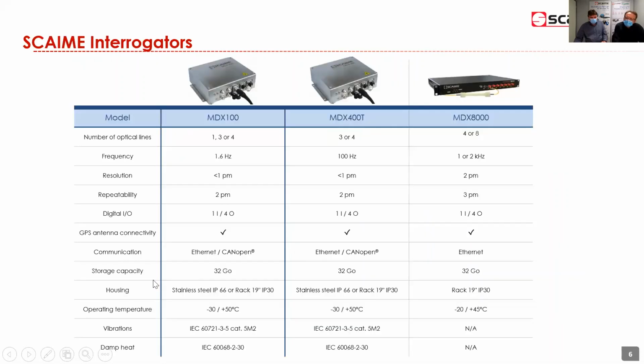Then, in terms of communication, they all work with Ethernet communication, and they all have an integrated web server that I will present after to set up the parameters. And the MDX 100 and 400 can also come with CANopen as an option. And they also all have internal memory for direct data logging. I will also speak about that a little bit later. And last, they all also have digital input and output for alarms and triggering. I will explain this also.